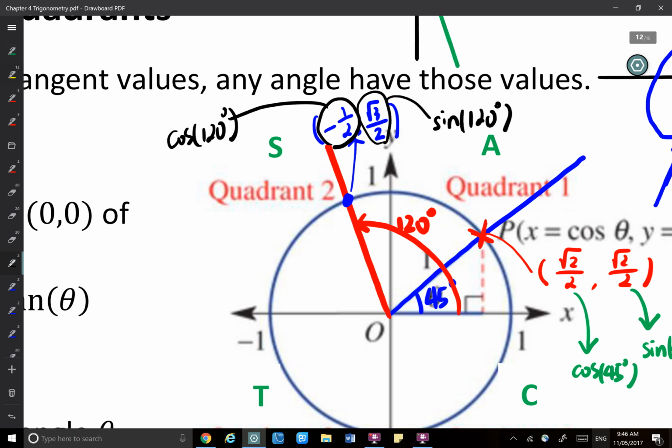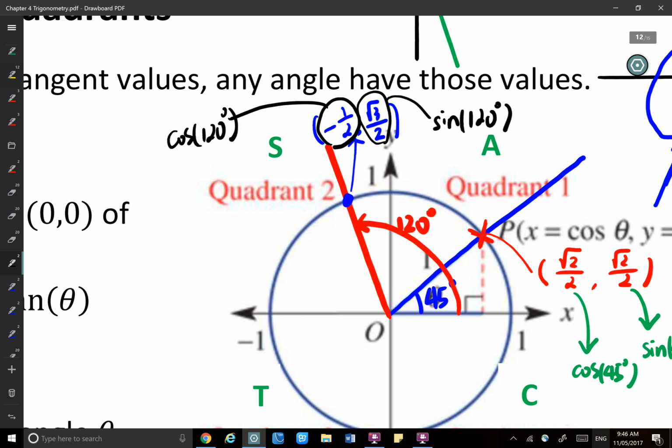You can draw any angle with a line that intersects with the circle, and there will be coordinates, a point of intersection, which is given or found by calculator. Both coordinates give you the sine of that angle and the cosine of that angle. So that's how you evaluate all the angles.